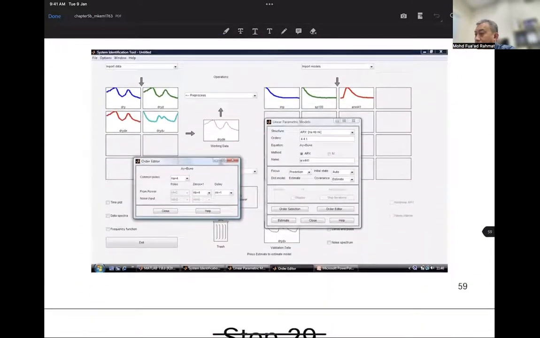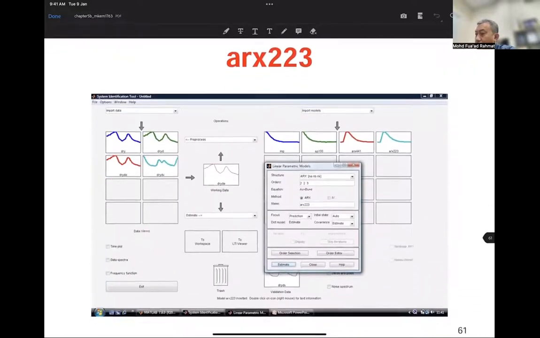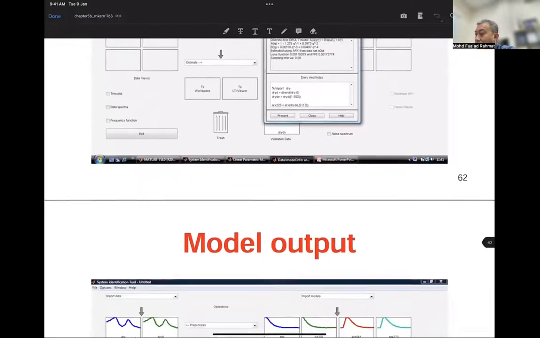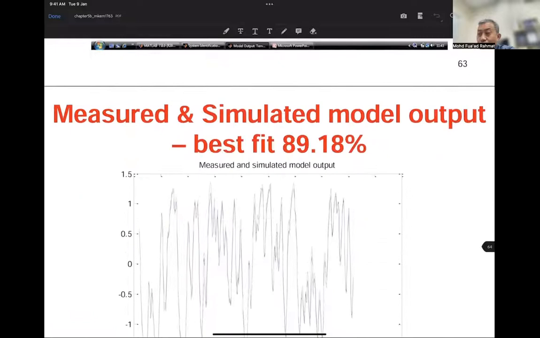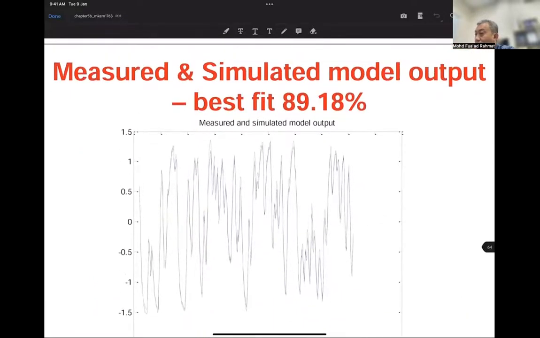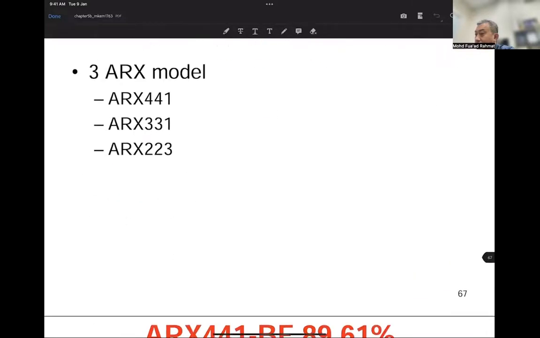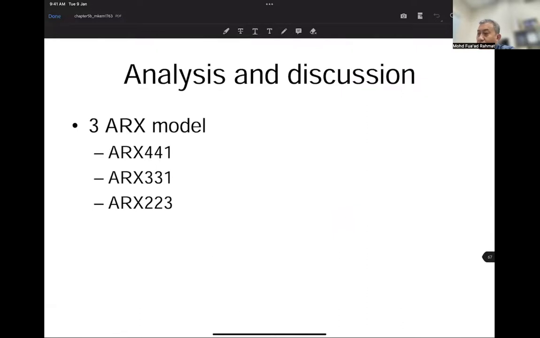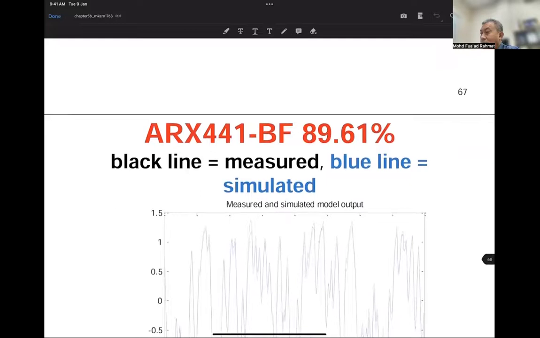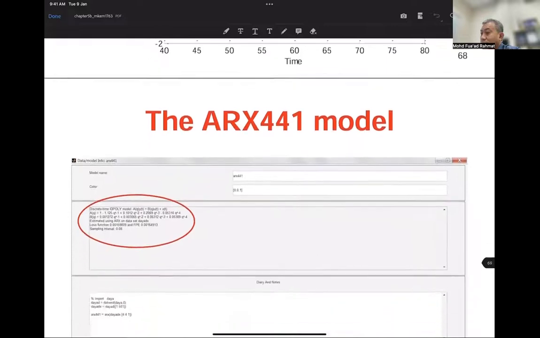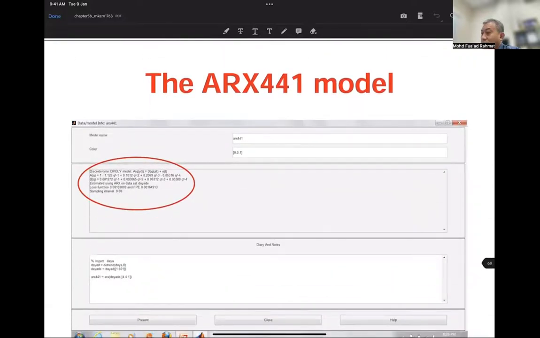And then try 223. So 223 is here. The model gives you about 89% as well, 89.02 to be detailed. And then observe the three ARX models, 441, 331, and 223. So this is 441, 89.61%, the best fit, and that is the ARX 441 model, B divided by A.